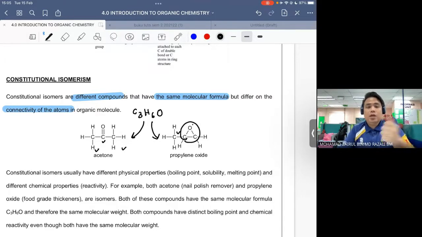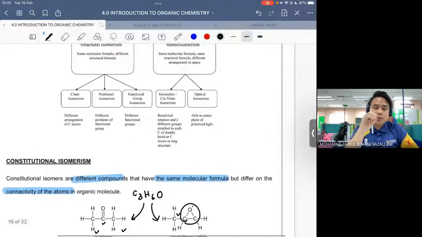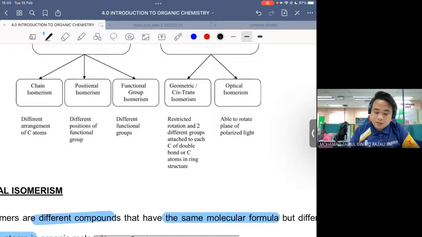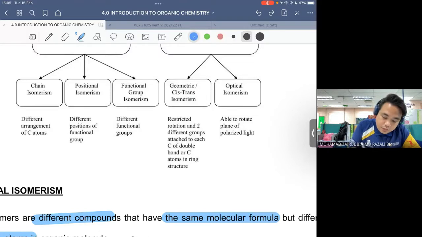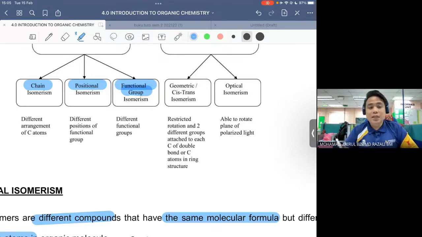chemical properties. Okay, so under structural isomer, we have 3 different types. So for each of these types ini, you need to know how to draw and you need to know how to identify the relationship between the two structures. Okay, so the first type for the structural isomer, we call it a chain isomer. The second type is a positional isomer and the third type is functional group isomerism. So each of it dia akan berbeza lah, dan awak kena tahu on how to draw, and kalau diberi dalam soalan diberi structure, what is the relationship between the structures.